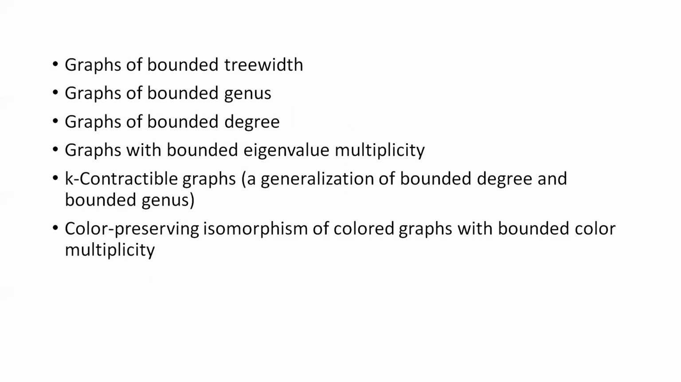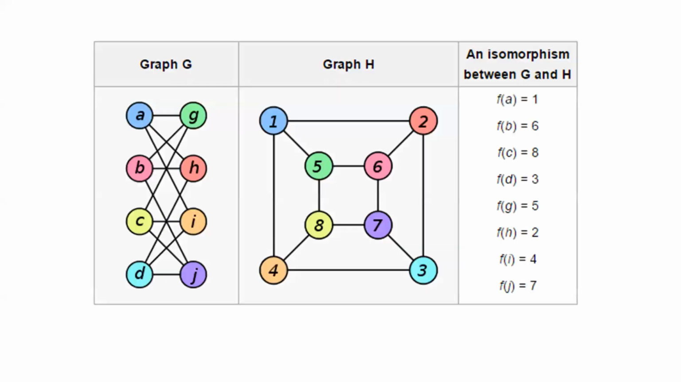Continuing from the other slide: graphs of bounded tree width, graphs of bounded genus, graphs of bounded degree, graphs with bounded eigenvalue multiplicity. These eigenvalues can be known from matrix operations. Also k-contractible graphs, a generalization of bounded degree and bounded genus, and color preserving isomorphism of colored graphs with bounded color multiplicity.